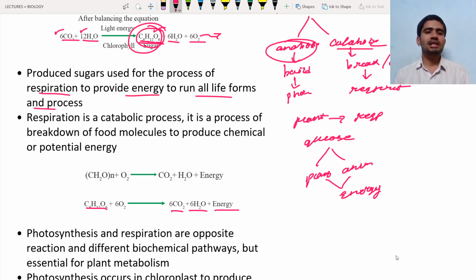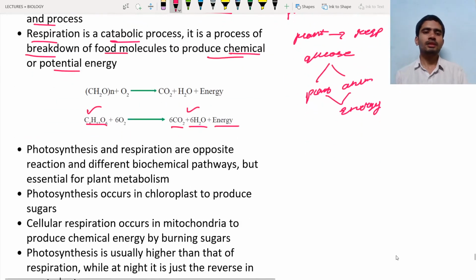Here the respiration is a catabolic process. Just now we have discussed how respiration is a catabolic process. Why? Because here the breakdown of the food material is seen in this chemical equation. So respiration is a catabolic process to produce chemical energy or potential energy. This chemical energy is utilized for the metabolic functions, the important functions in the body to live, to be in a living condition.